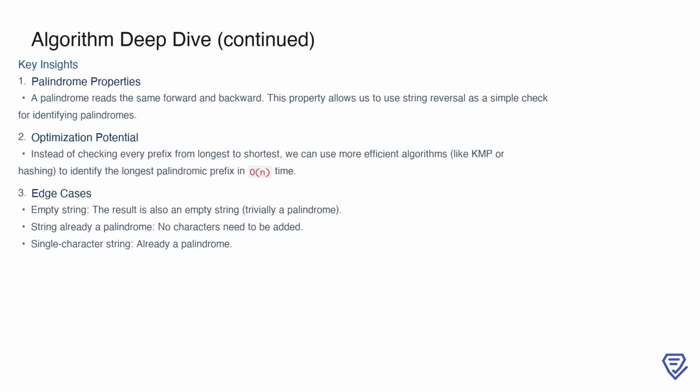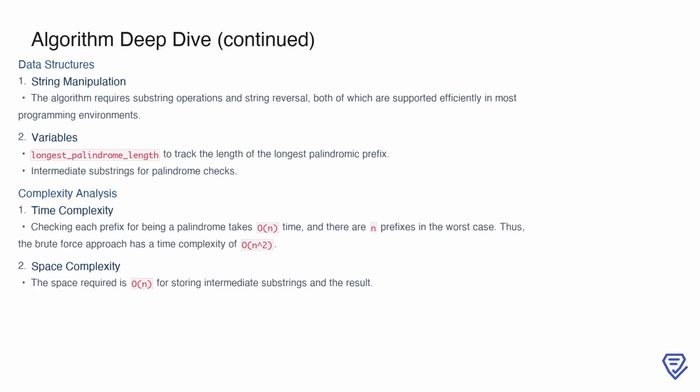An empty string trivially results in an empty palindrome, and strings that are already palindromes require no additional characters. Single character strings are also inherently palindromic, so no modifications are needed in those cases. In terms of implementation, the algorithm primarily relies on string manipulation, such as extracting substrings and reversing strings, which are supported efficiently in most programming languages. We use variables like longest_palindrome_length to track the length of the longest palindromic prefix and intermediate substrings for checking palindromes.